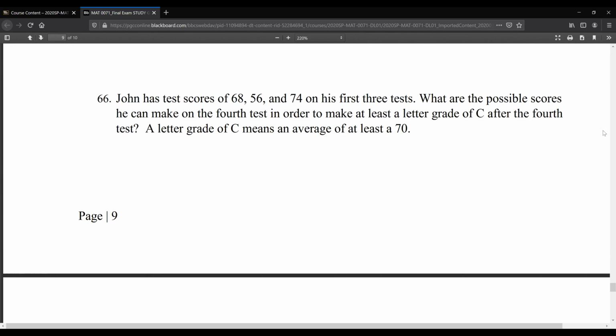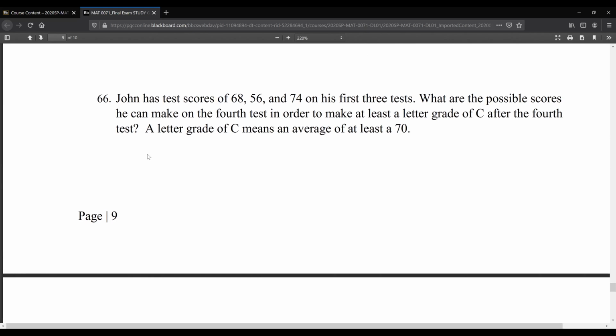So at least is greater than or equal to. So you want to make sure you can handle that. So if we look at our first 3 scores here, he has what is 68.